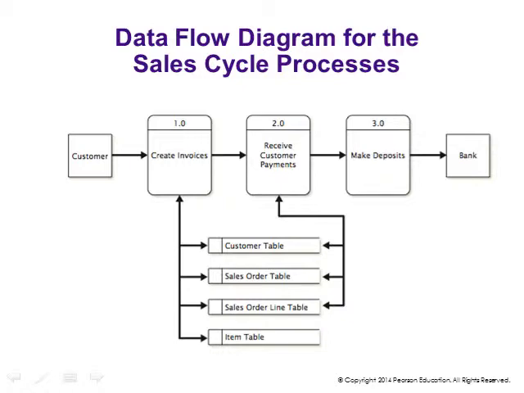This illustrates a data flow diagram for the sales cycle processes. Here what you can see is that we've taken a customer, we create the invoices, the exact same step that we had earlier in our flowchart, and we've broken that down into the data that's used, the relational database tables used to create invoices beneath it. You can see we have the customer table, the sales order table, the sales order line table, and then the item table. Each of these tables presents us with fields and records, of course, that are used in the create invoices and which are also used in the receive customer payments.